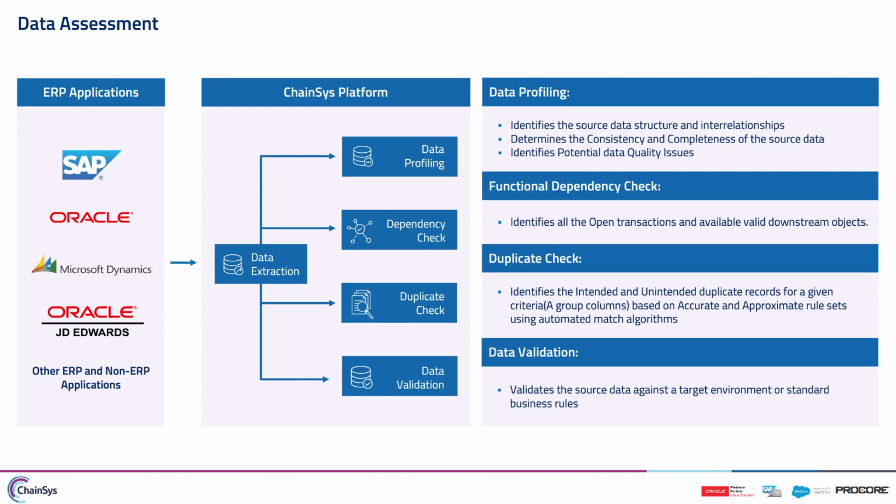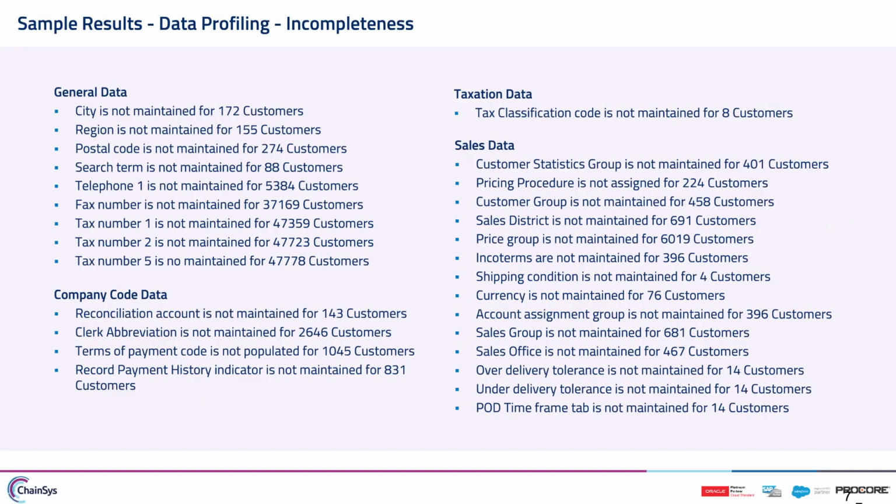These are for incompleteness. I'm just showing a very few results, like city is not maintained for the customer, postal code is not maintained, reconciliation account is not maintained, or currency is not maintained. These are not generic; we are not checking all the customers the same way. Whether it is a sold-to party or a ship-to party, these checks will be performed based on the account group.